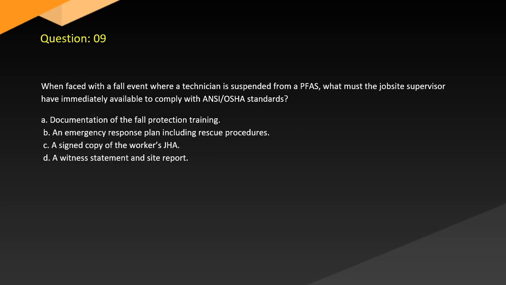Question 9. When faced with a fall event where a technician is suspended from a fall, what must the job site supervisor have immediately available to comply with ANSI/OSHA standards? A. Documentation of the fall protection training. B. An emergency response plan including rescue procedures. C. A signed copy of the worker JHA. D. Witness statement and site report.